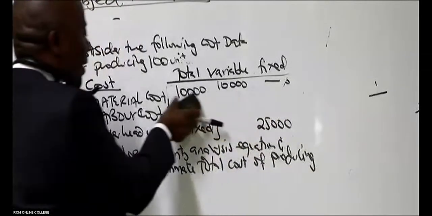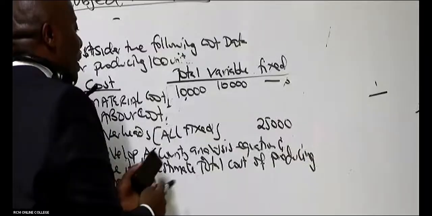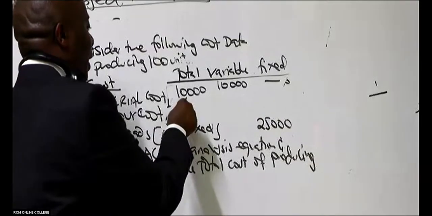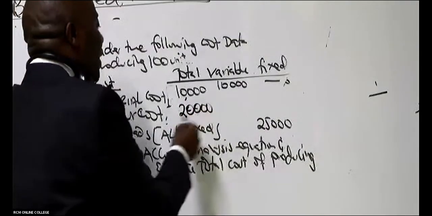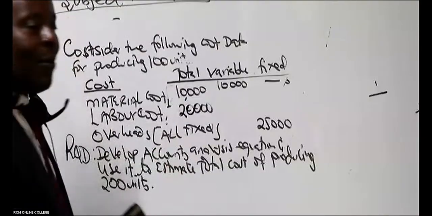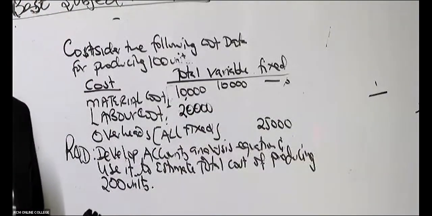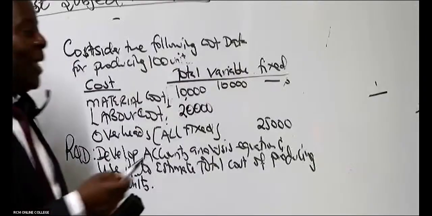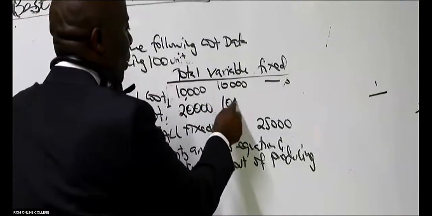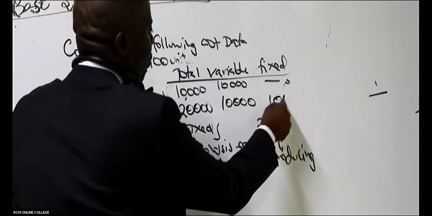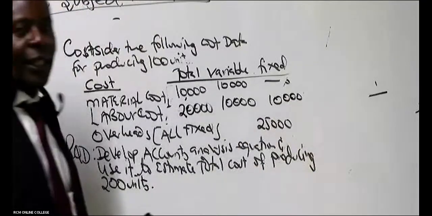See what I'm going to do, my good students. I'll come and write here, labor cost, the total is 20,000. And you have just told me that 50% is variable. So 50% of 20,000 gives me 10,000 variable, and the fixed will be 10,000, isn't it?